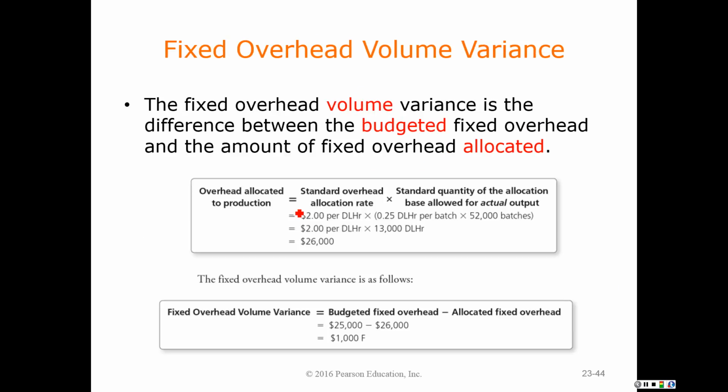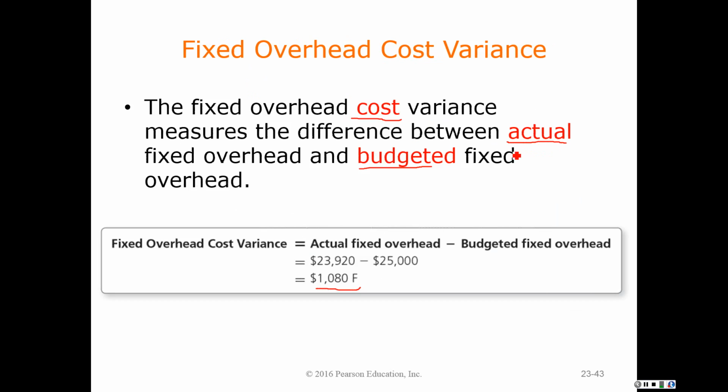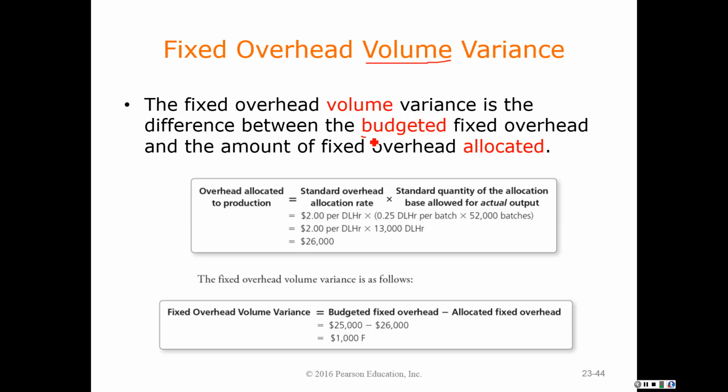Now, on the volume variance, a little bit of a different scenario. Your book tells you there's a difference between how volume and the cost variance is actually determined here. The cost variance, remember, is the difference between actual and budget. Volume is the difference between budget and allocated. All right, so there is a difference. And budgeted, we said, is simply, what did we estimate? We estimated $25,000 for budgeted overhead. But how much did I allocate?